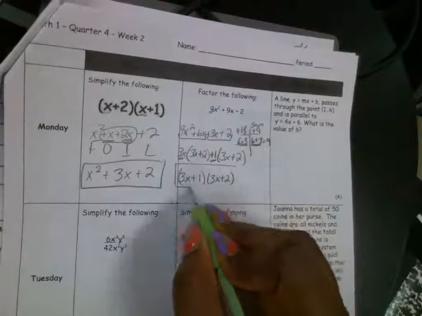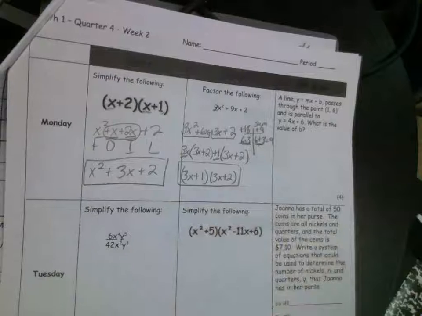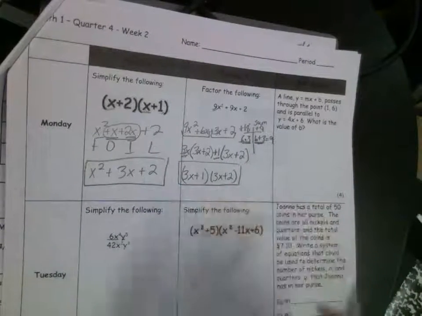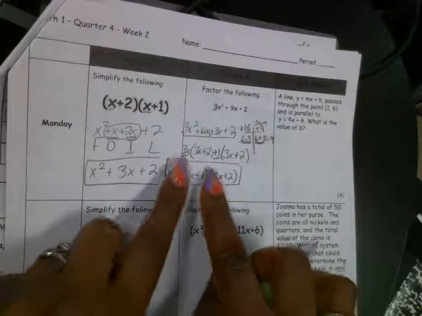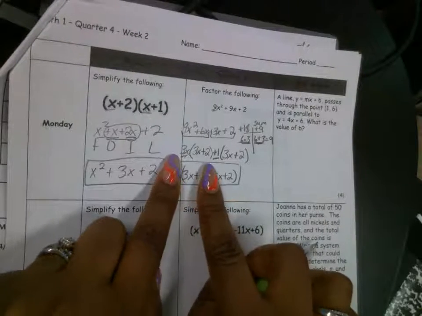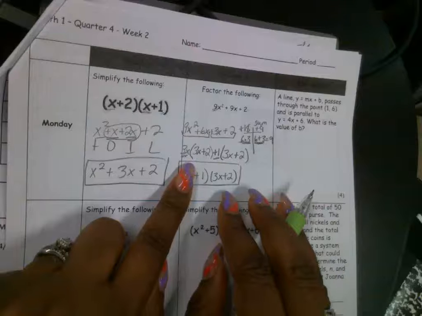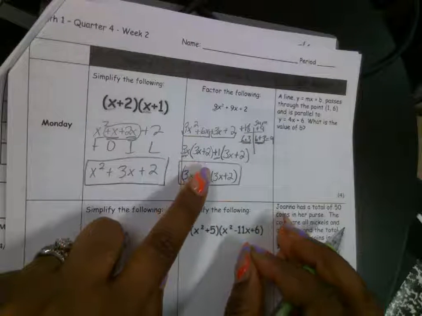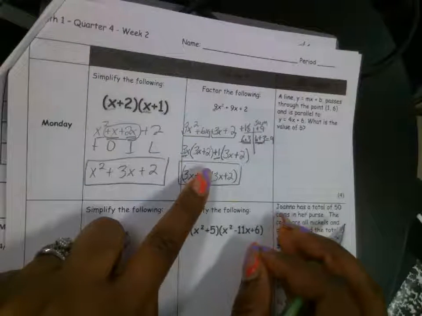It didn't say solve. If it says solve, you set them both equal to 0. But since it says factor, you just leave it as two binomials that are multiplied. It's important to put them in parentheses. Without the parentheses, it would not be the right answer. Please do not forget the parentheses. Any questions, comments, or concerns?